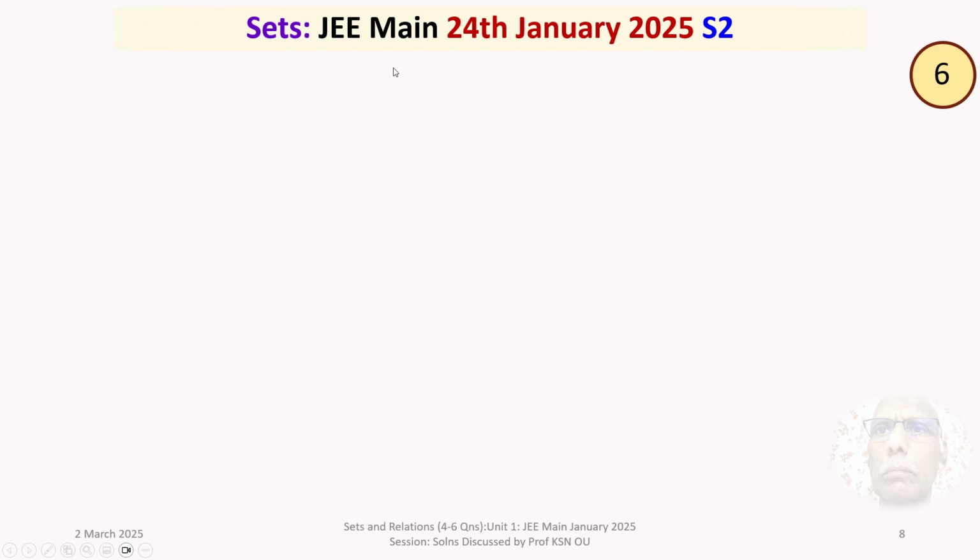This question has appeared in the JEE Main examination held on 24th January 2025 in the second shift, and it is related to sets, and it is precisely to find the number of elements in the union of two sets A and B. That is, n of A union B you are required to find, and it's a good question.